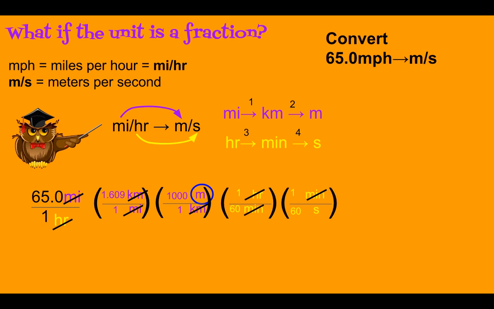And as you remember, all the numerators get multiplied together, all the denominators get multiplied together. And personally, I would do this in one fell swoop on your calculator. I would say 65 times 1.609 times 1,000 times 1 equals divided by 1 times 1 times 1 times 60 times 60 equals. That way I only have to do it that one time, and I get 29.05138 meters per second.